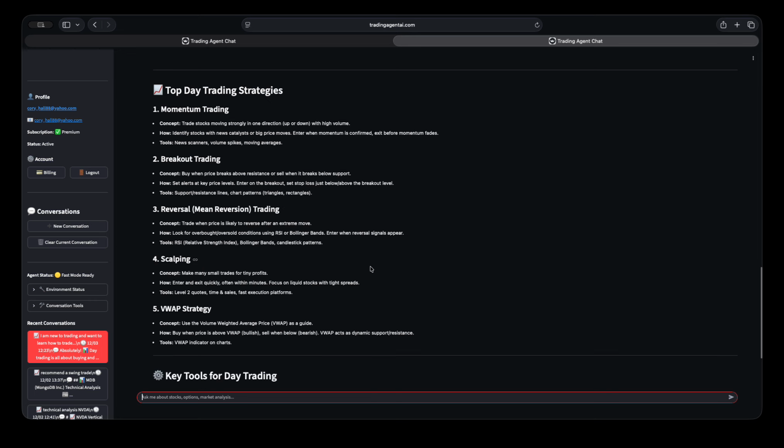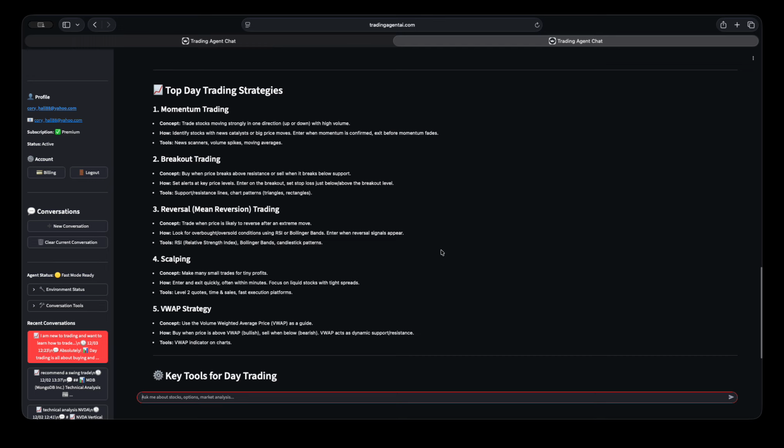So here are the top day trading strategies recommended by the agent. The first one is momentum trading, and the concept here is to trade stocks moving strongly in one direction, up or down.